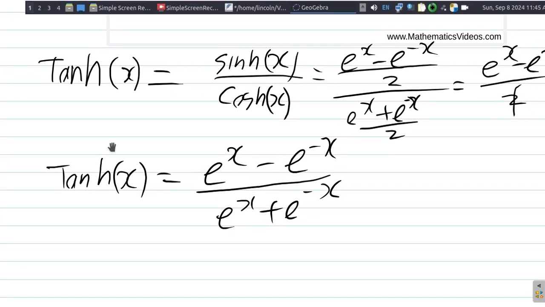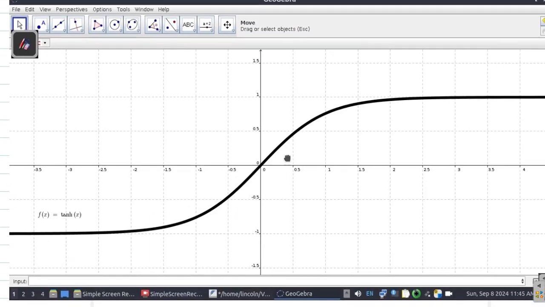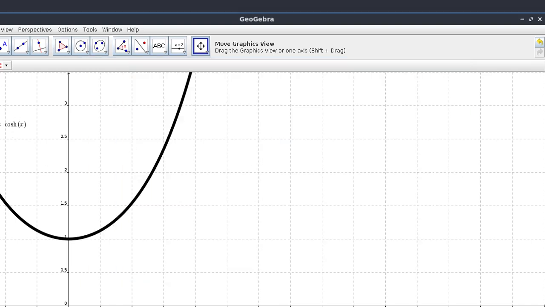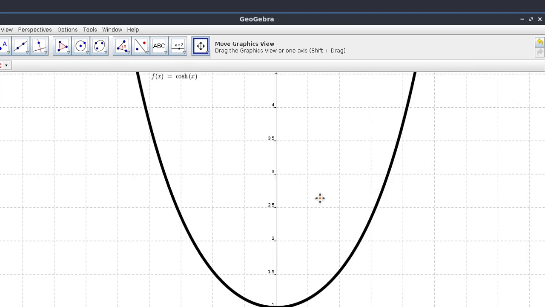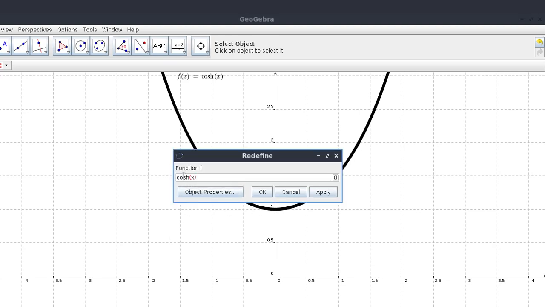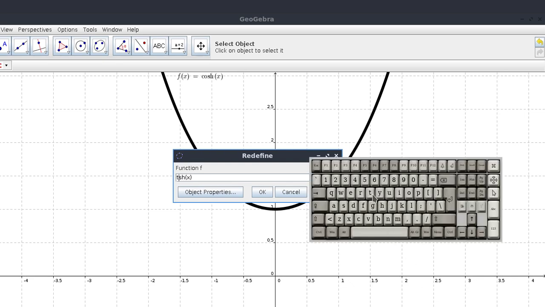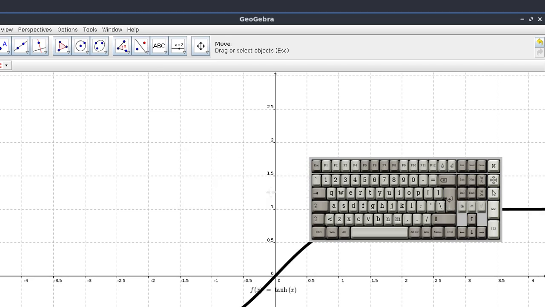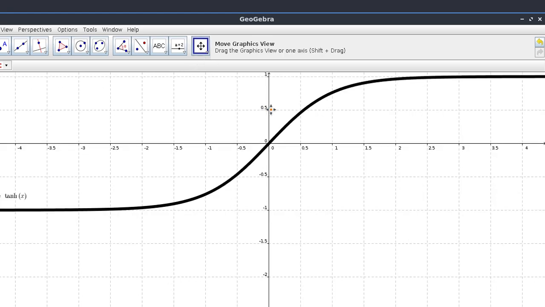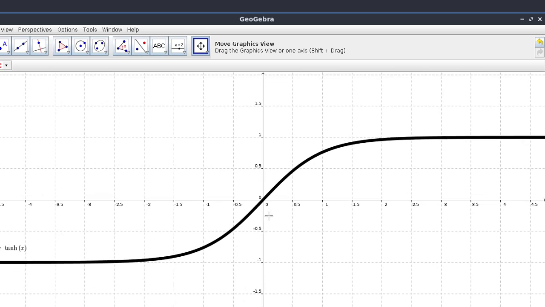Now what does the graph look like? Well, this is what I had, right? Now let's look at GeoGebra. We had the hyperbolic cosine of x. Let's change it to tan. Oh, the key on my laptop is not working, so I'm using the on-screen keyboard. The tansh or the tan of x looks like this. Alright, let's zoom in.